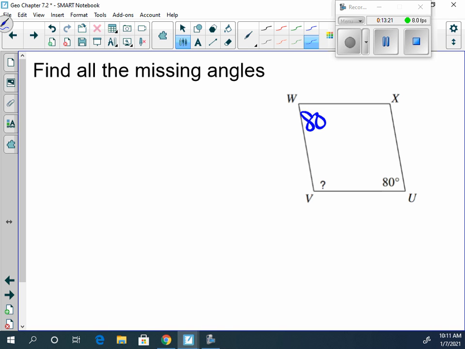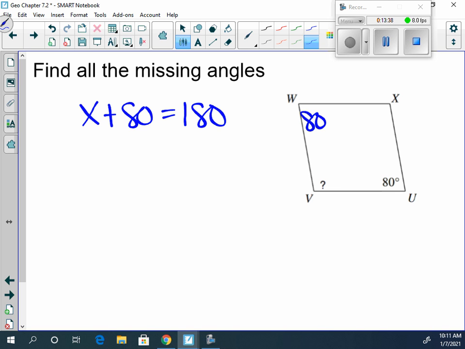The consecutive angles are what? They add up to 180. They're supplementary. To angle V, I'll call it X. So X plus 80 is equal to 180, the consecutive angles.